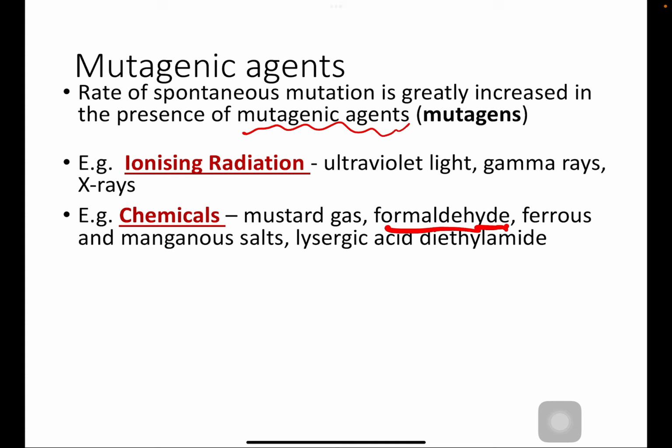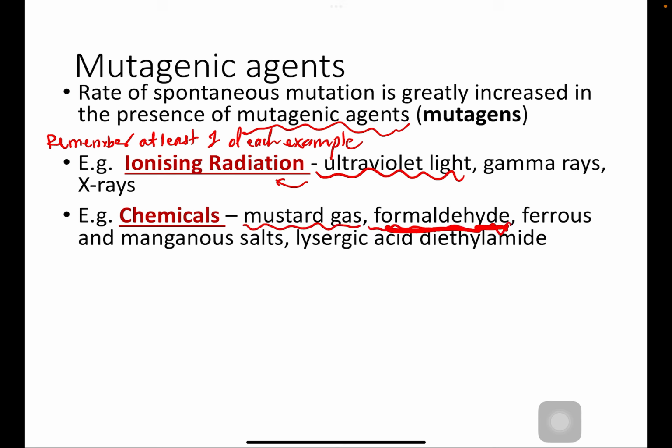I advise you to remember at least one of each example, because you need to give examples in your answer. So I would suggest memorizing ultraviolet light for ionizing radiation, and for chemicals you can memorize mustard gas as well as formaldehyde. Some of these chemicals are typically used as weapons during war as well.